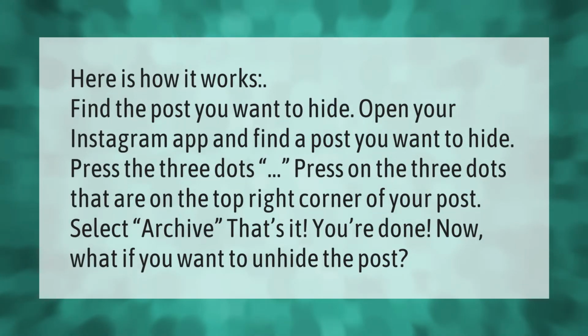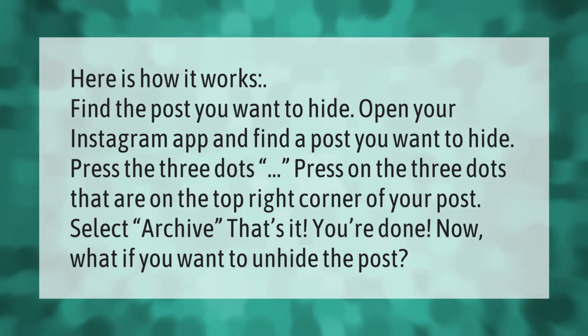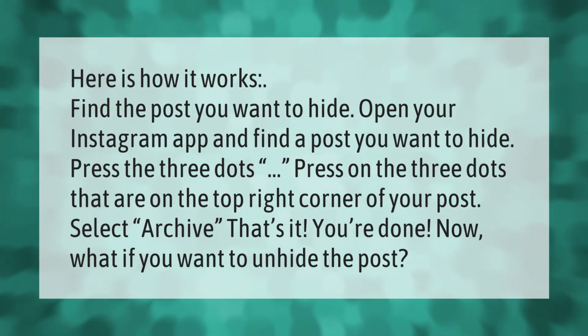Here is how it works. Find the post you want to hide. Open your Instagram app and find a post you want to hide. Press on the 3 dots that are on the top right corner of your post. Select Archive. That's it. You're done. Now, what if you want to unhide the post?